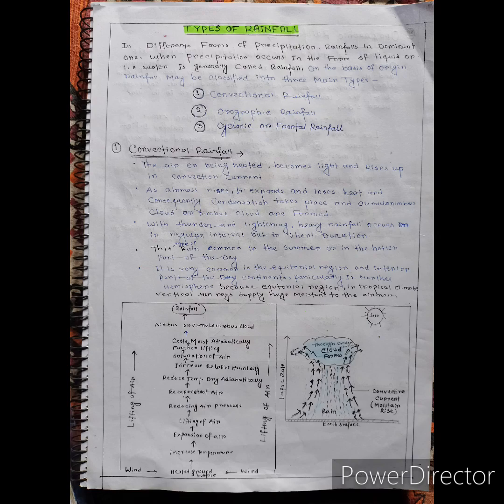In this video, we will get to know about different types of rainfall. Rainfall has been classified into three main types on the basis of origins. Now we get to know each one of them. First one is convectional rainfall.